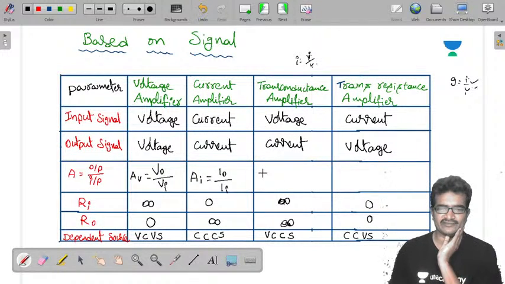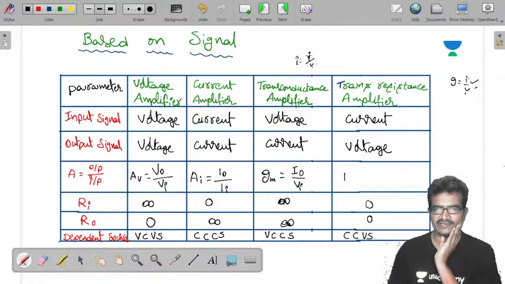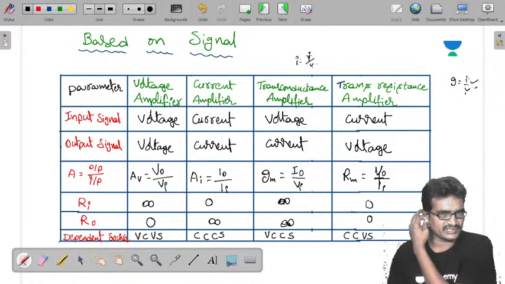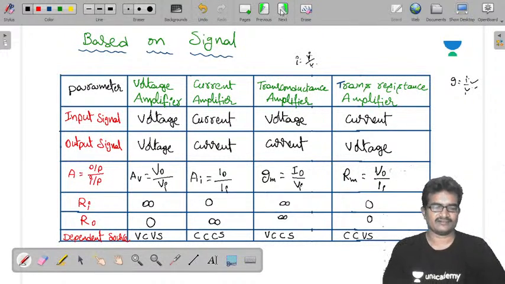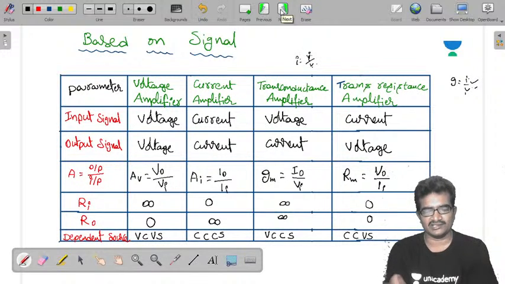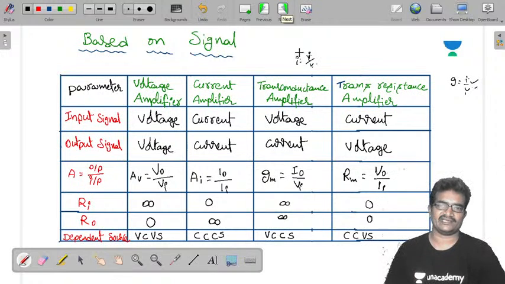For this we call it transconductance GM, which is output current by input voltage, and for this, transresistance, output voltage by input current. Okay, so this is the classification. This classification is based on signal type, which type of signal you are applying. This is the second type. The third one is based on signal strength, in which we have two classifications: small signal amplifiers and large signal amplifiers.